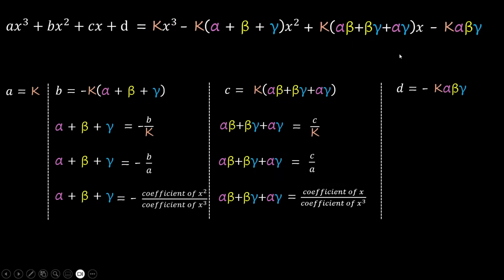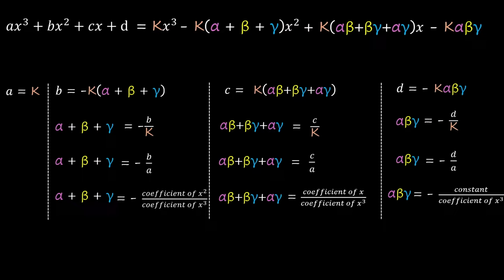Lastly, let's compare the constant terms. d is equal to minus k alpha beta gamma. Alpha beta gamma is equal to minus d by k or minus d by a, which is minus constant upon coefficient of x cube. These three are the most important relationships between the roots and the coefficients of a cubic polynomial. Let us summarize this once.